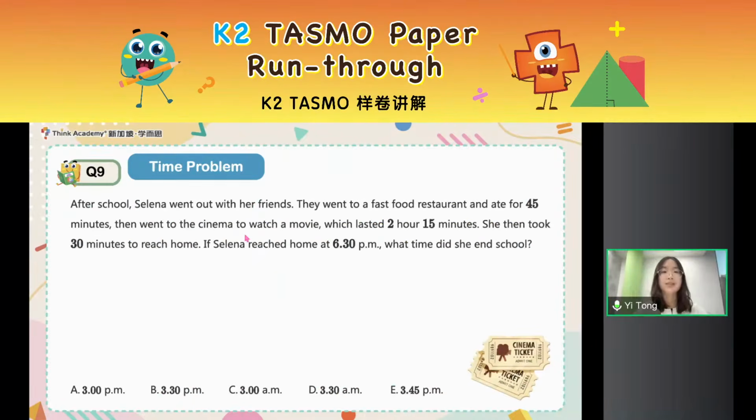Now, we are going to have a time problem. This one, our friend Selena did so many things after school. They went to a fast food restaurant and ate yummy food for 45 minutes first. Then they went to the cinema and watched a movie, which lasted 2 hours, 15 minutes. She then took 30 minutes to reach home. If Selena reached home at 6:30 p.m., what time did she end school?